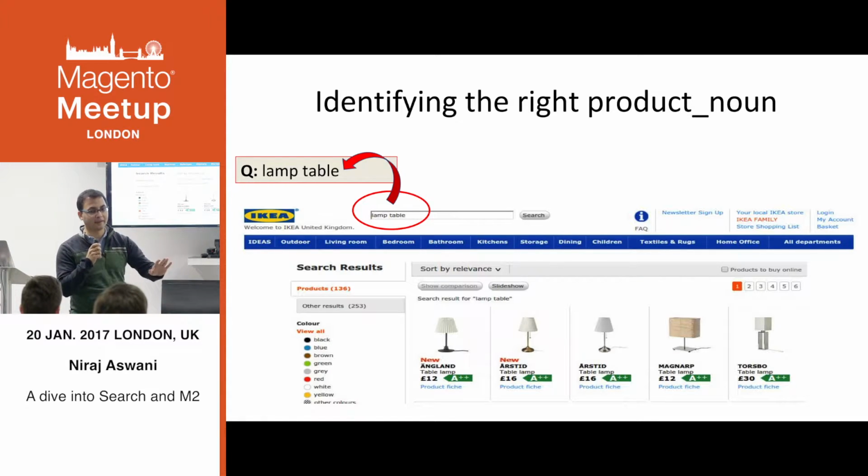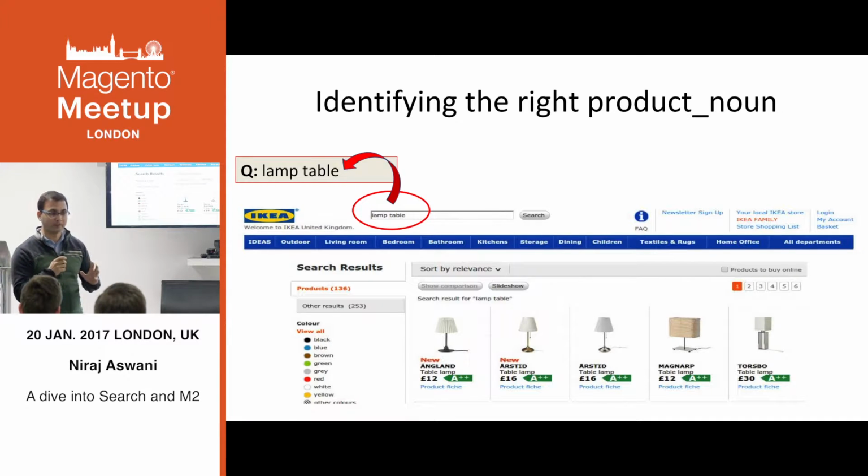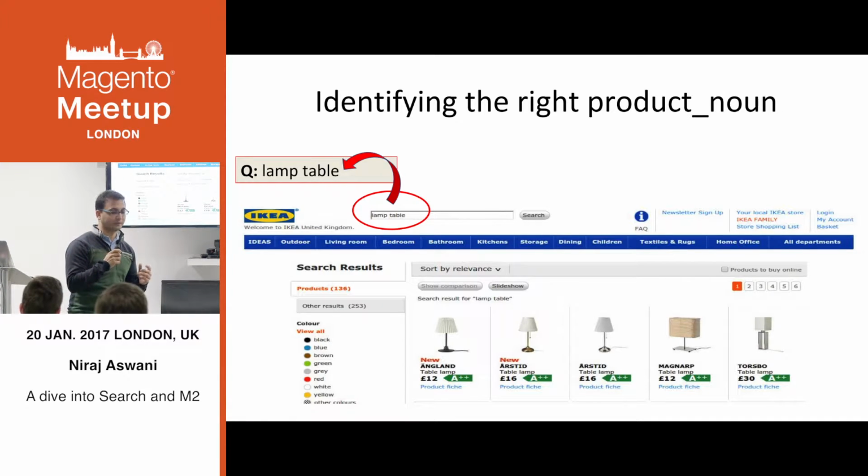I totally respect these open source systems, and in fact we use one of these two as a backend in our search. But these technologies don't understand the context. For them, these are just two keywords. It's a lamp and table. They'll go and look around in products to see which product has got these two keywords. And whichever product has got these two keywords, the system will return that back to you.